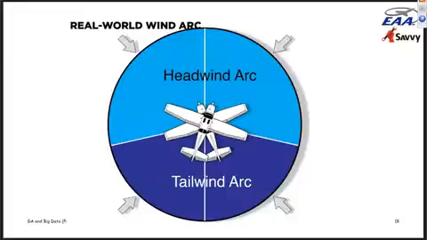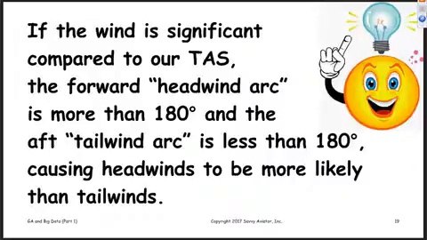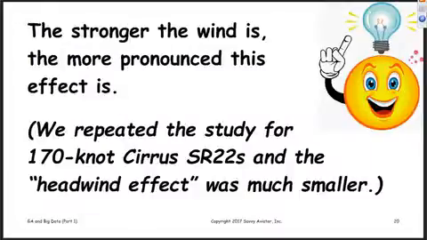And of course, the stronger the wind relative to the true airspeed of the airplane, the greater this effect is, and the bigger the headwind arc is and the smaller the tailwind arc is. So if the wind is significant compared to our true airspeed, then the forward headwind arc is more than 180 degrees, and the tailwind arc is less than 180 degrees, causing headwinds to be more likely than tailwinds. And the stronger the wind is, or the slower the airplane is, the more pronounced this effect is.